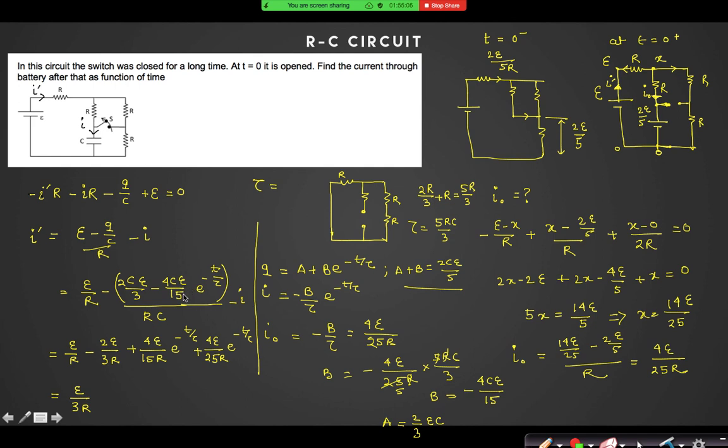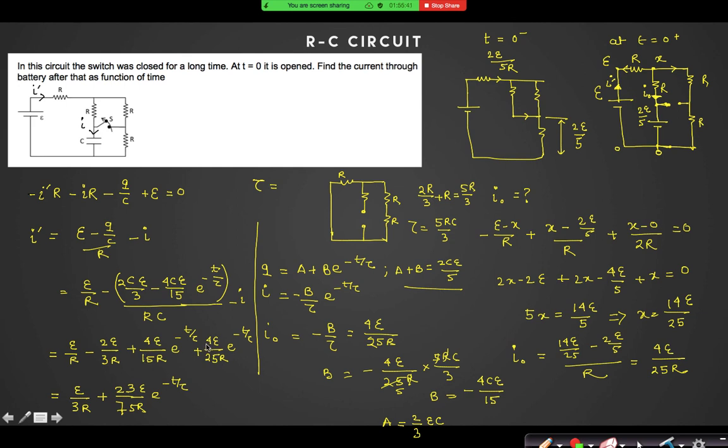Have I written it correct? Yes. So 4E by 15 and 25. What should I take? 75, I think, right? So 75 means plus 20 plus 3. I think it will be 23 by 75R into e power minus t by tau. Something like that, if I have not done any calculation mistake.